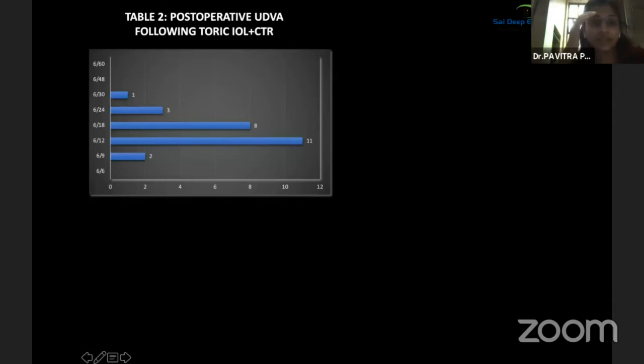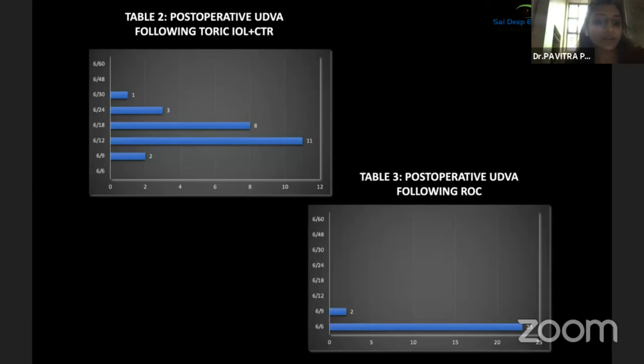Now, this graph represents post-operative uncorrected distance visual acuity following toric IOL with CTR. In this graph, we can see that about 11 eyes had a UDVA of 6/12, 8 had a UDVA of 6/18, and 3 even had a UDVA of 6/24. All these 25 eyes had a misalignment of more than 15 degrees post-toric implantation.